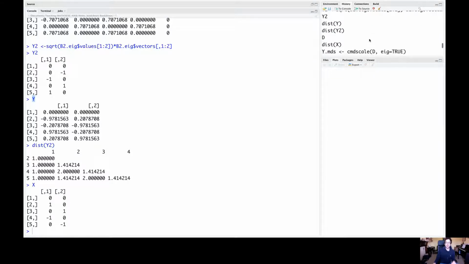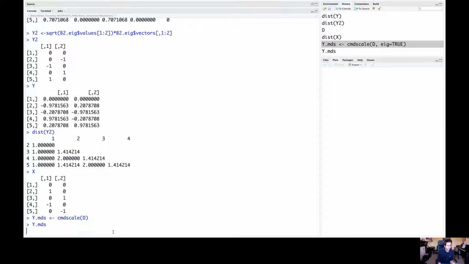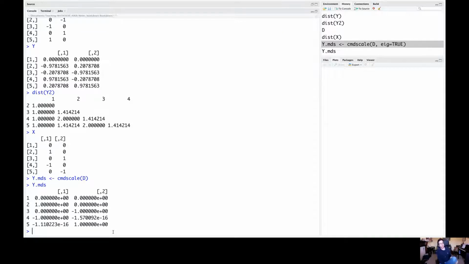So just finally, I want to stress that there is an R command for doing this. We don't have to do this ourselves. The R command is cmdscale, so classical multi-dimensional scaling. And what we do is we just apply it to the distance matrix D. And in that case, it gives us a set of points, y.MDS, here.